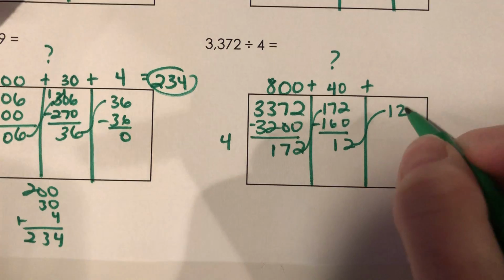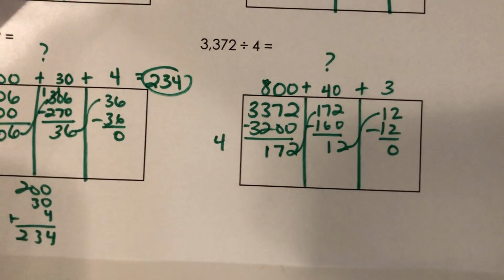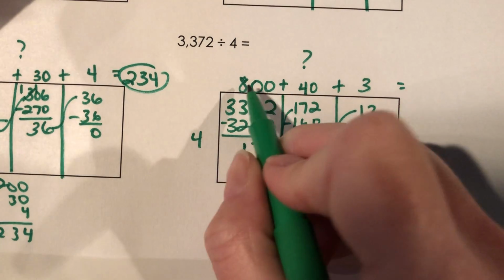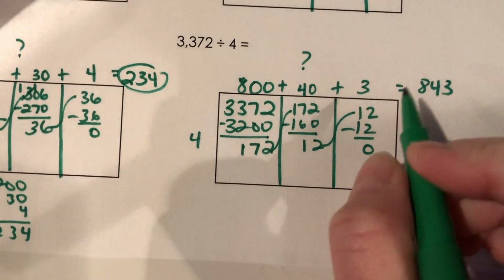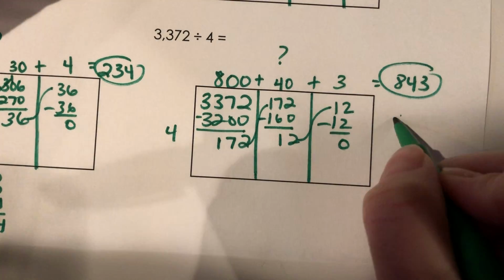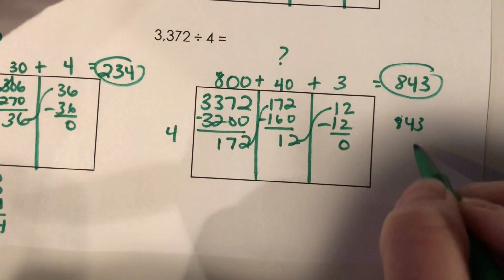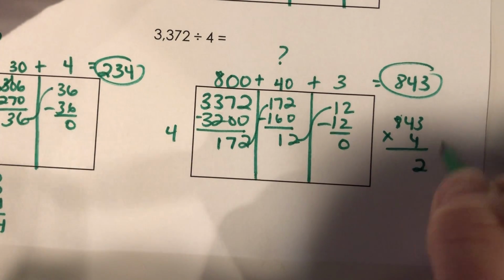And 4 times what is 12? 4 times 3 is exactly 12. There are none left over. So now I know I can say, okay, 800 plus 40 plus 3 is 843. And again, if you want to check to make sure that you're right, just take 843 times 4, and you should get your 3,372. 4 times 3 is 12.